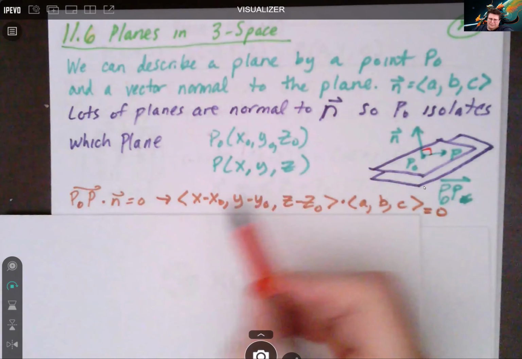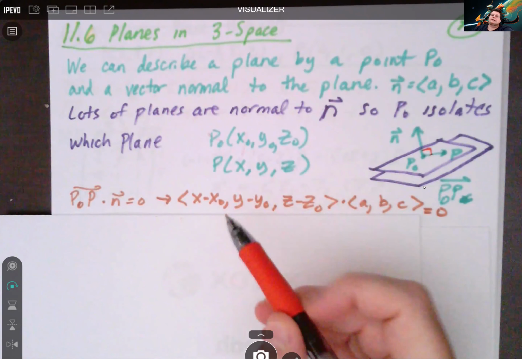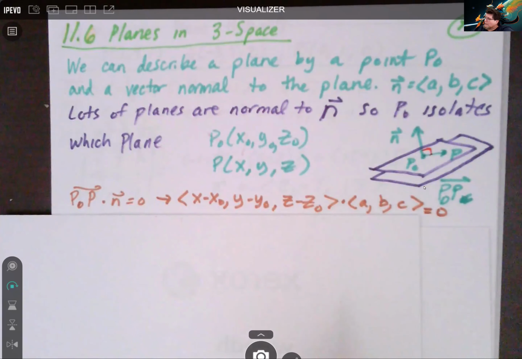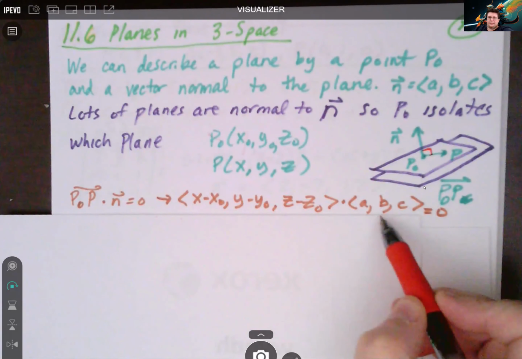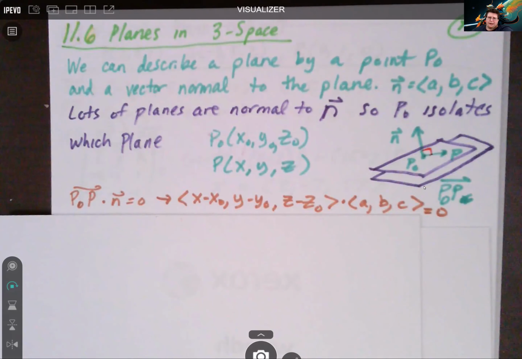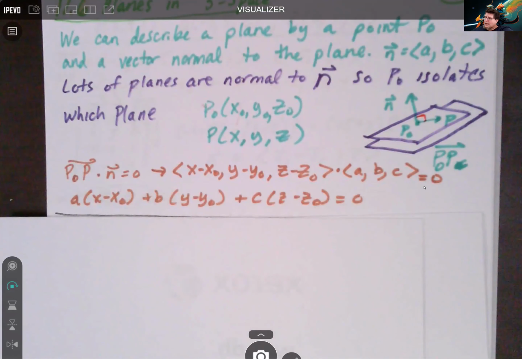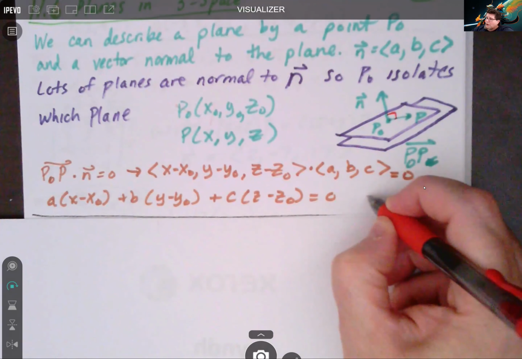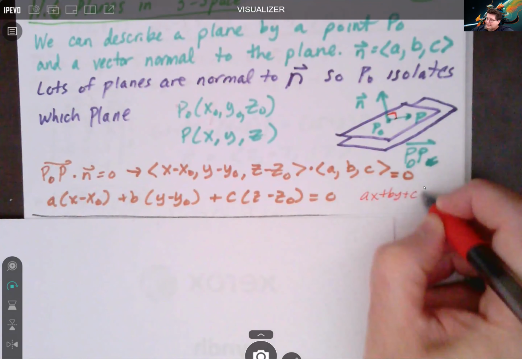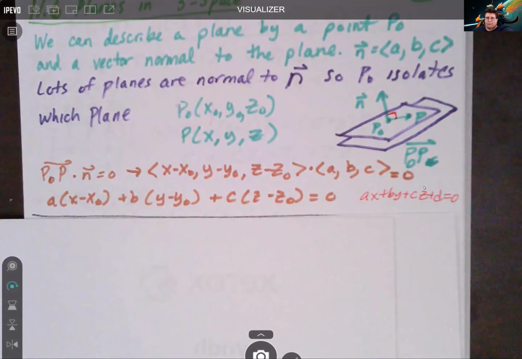So P naught P in vector form is x minus x naught, y minus y naught, and z minus z naught. We're going to dot that with our vector n, which will have components a, b, and c. And since the dot product has to equal 0 for orthogonality or normality, we can go ahead and dot that out. And we get a times x minus x naught plus b times y minus y naught plus c times z minus z naught equals 0. We can also rewrite this in a more normal form with ax plus by plus cz plus d equals 0, by distributing all those values, coefficients a, b, and c, and combining all the like constants.